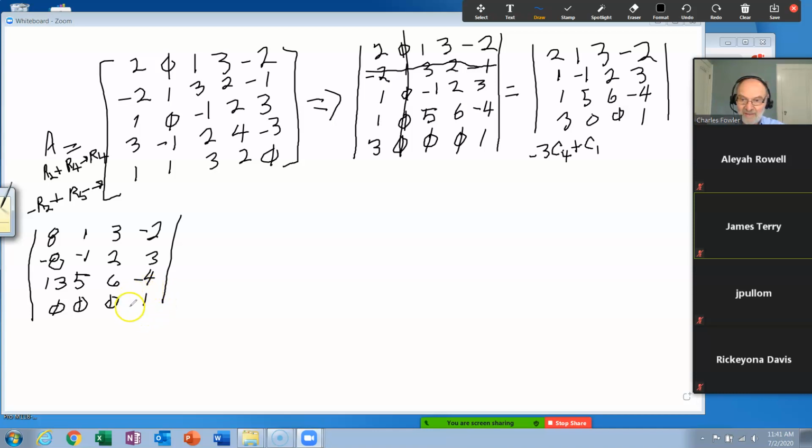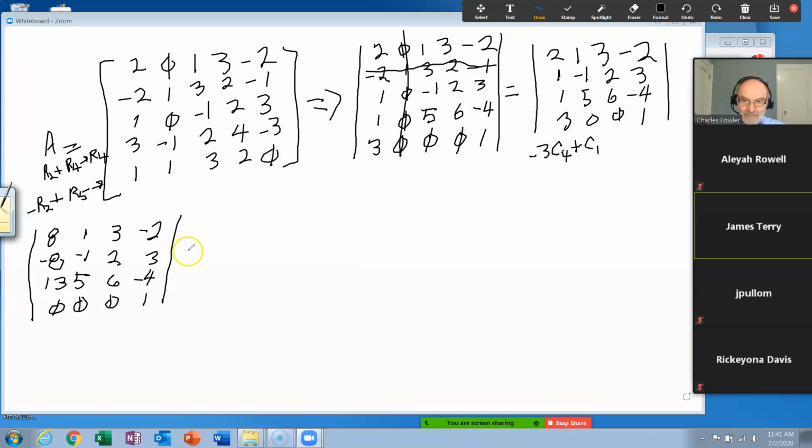Anybody? It is a plus. Everything on the main diagonal is a plus, but you can do it this way: plus, minus, plus, minus, plus, minus, plus. Okay, yeah, it's a plus. So I'm not even going to write that down.